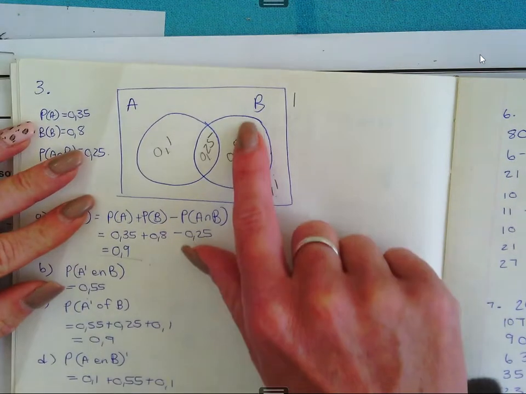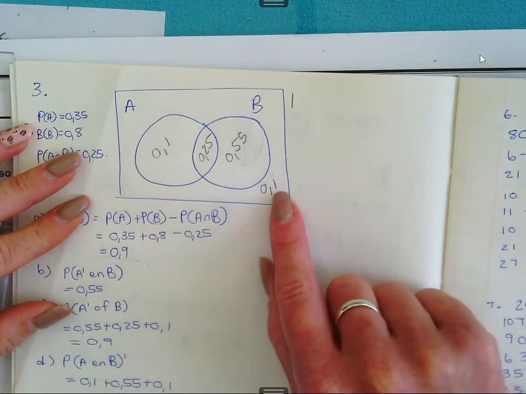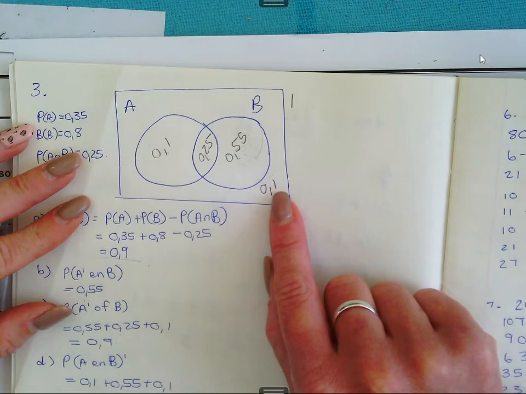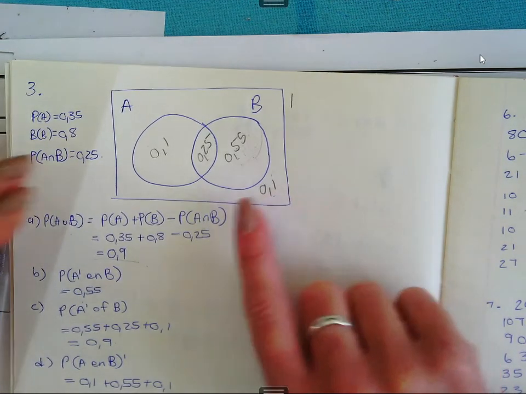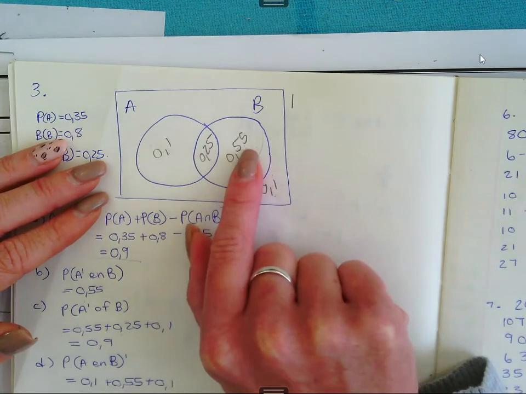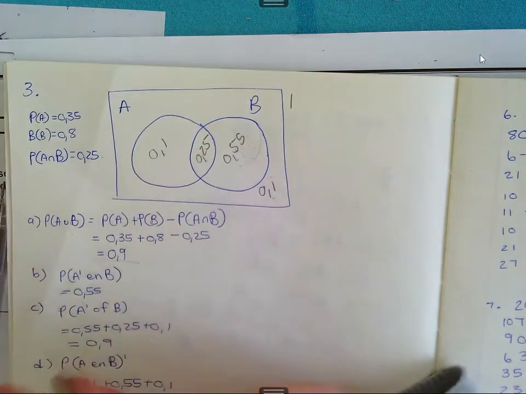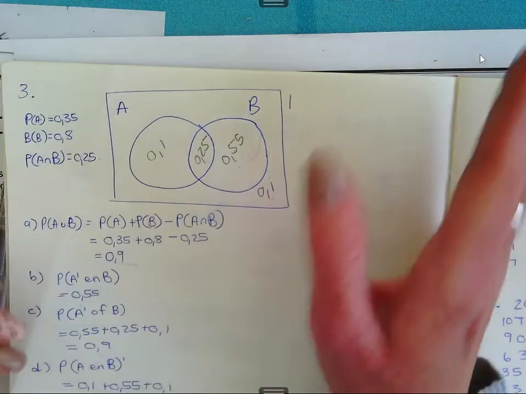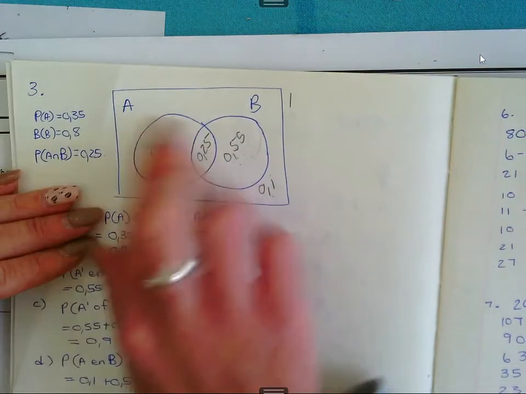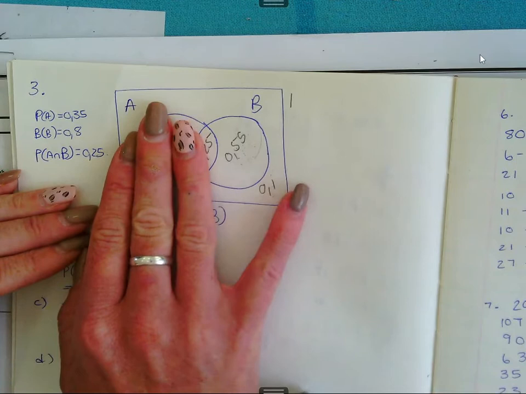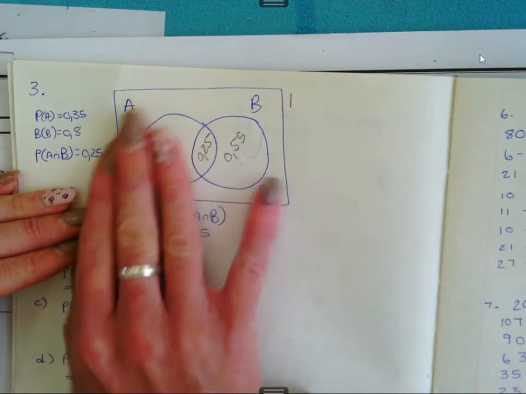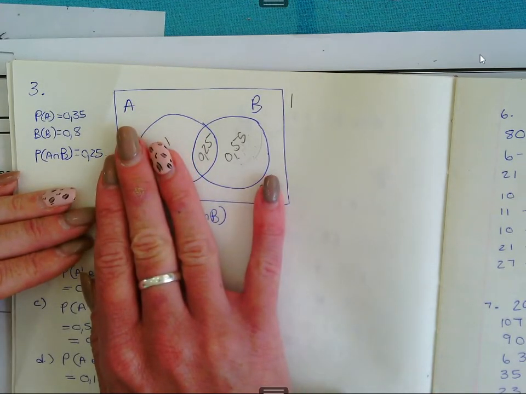So not A is 0.55 and 0.1. That's not A. And B is 0.25 and 0.55. Now because they say or, it must just be at the one or the other. So therefore not A, 0.55 and 0.1, and B, 0.25 and 0.55.